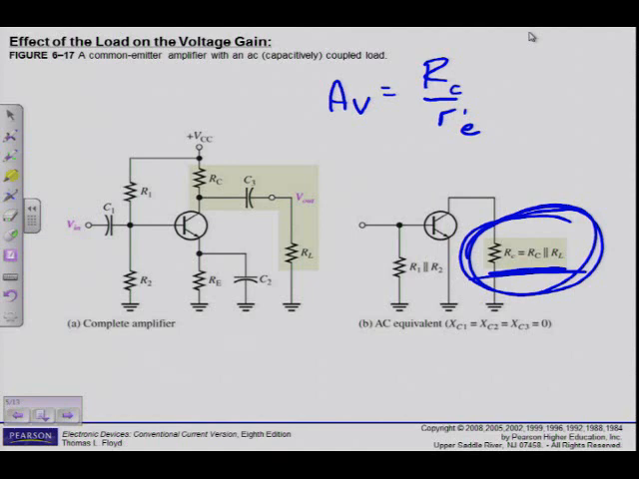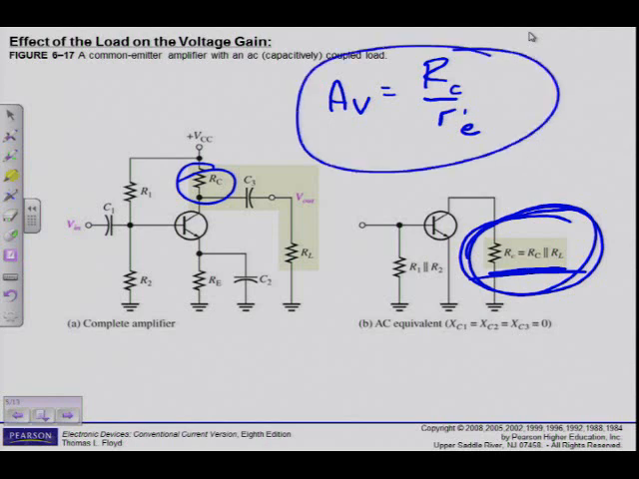Looking at the same circuit, example 6.6, RC in parallel with RL now gives me a value of 833 ohms. Previously RC was equal to 1 kilo ohm, the output resistance. Now the output resistance changes to 833. How is that going to influence my voltage gain? Using the formula for maximum voltage gain, it's 833 divided by 6,58 ohms, and now it's only 127. Remember the previous one was 152.